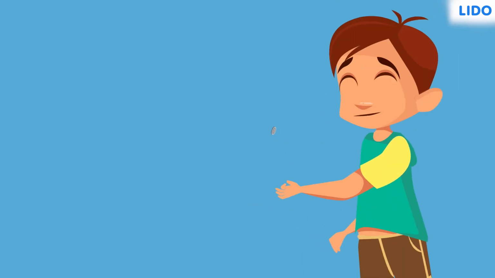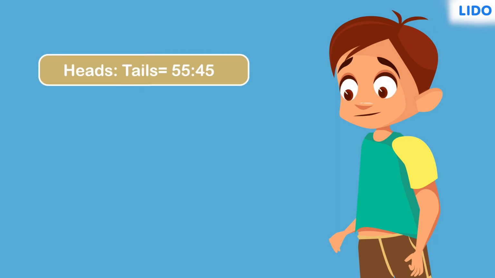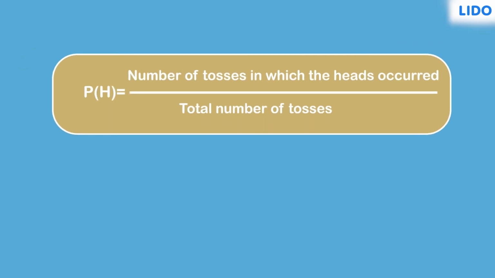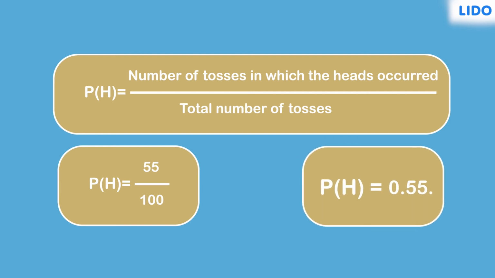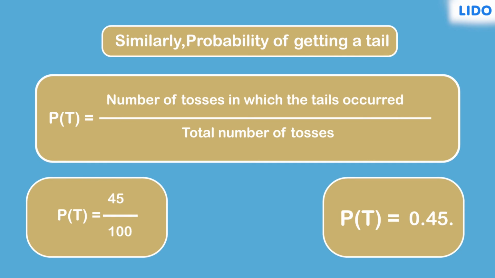Let's take another random experiment where we toss a coin 100 times. At the end of the experiment, we see that heads came up 55 times and tails came up 45 times. Then, the probability of getting a head is given by the expression number of tosses in which heads occurred divided by the total number of tosses. Substituting the values, we get the probability as 0.55. Similarly, the probability of getting a tail is 0.45.